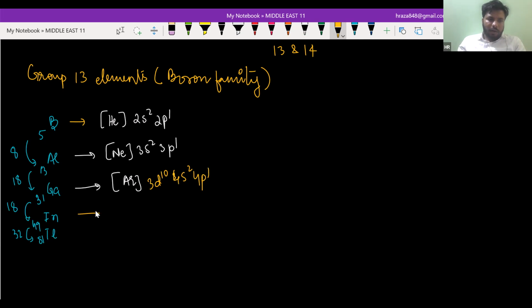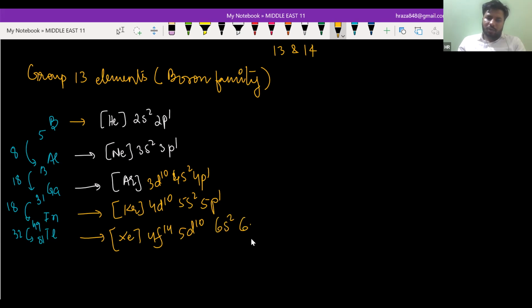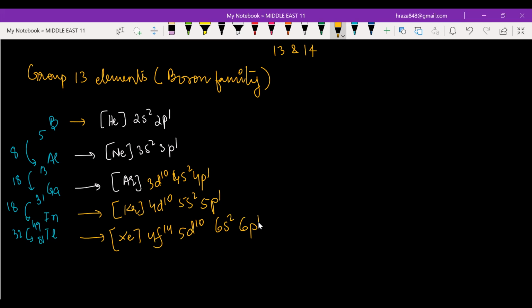4p1. Again, in case of indium, we have krypton 4d10 5s2 5p1, and in thallium we will have 4f14 5d10 6s2 6p1. This is basically the configuration of all the elements from the P block 13th group. Okay? Yes, sir. Just write it.